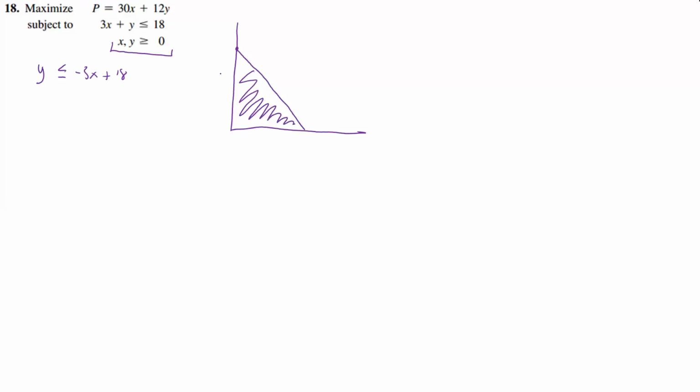Now, to maximize this, we have to find the 3 points. Once we have those, we plug them back into our profit function P and see what the max is going to be at which corner point. So with this one, what do we know? Well, that's going to be 0, 18. Now, if we plug in 0 for y, we're going to get 6 for x, so that's 6, 0, sorry. And then this is, of course, 0, 0.